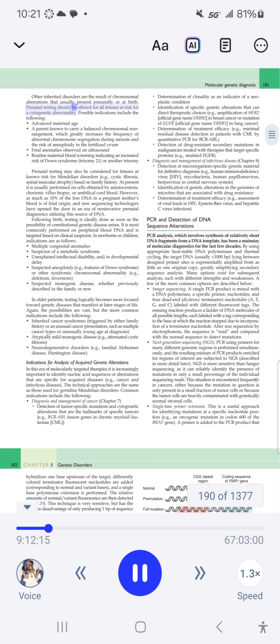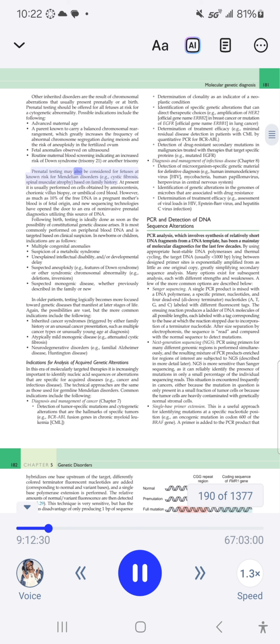Prenatal testing should be offered for all fetuses at risk for a cytogenetic abnormality. Possible indications include the following: advanced maternal age; a parent known to carry a balanced chromosomal rearrangement, which greatly increases the frequency of abnormal chromosome segregation during meiosis and the risk of aneuploidy in the fertilized ovum; fetal anomalies observed on ultrasound; routine maternal blood screening indicating an increased risk of Down syndrome, trisomy 21, or another trisomy.